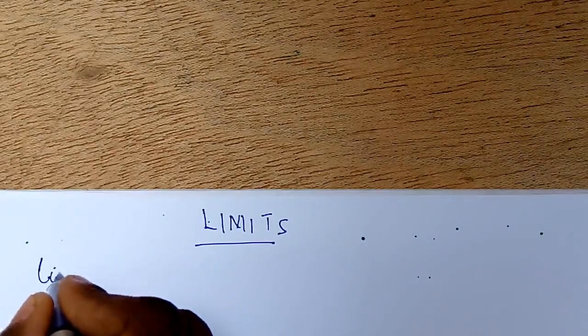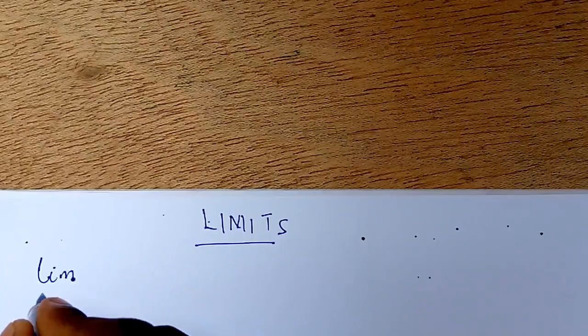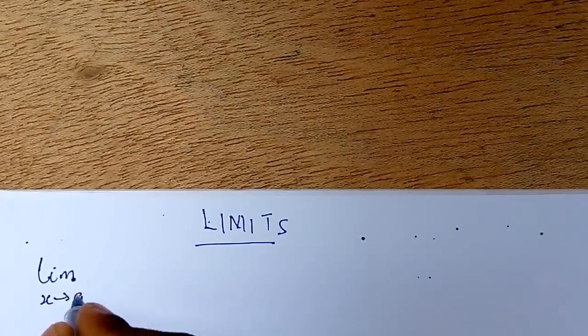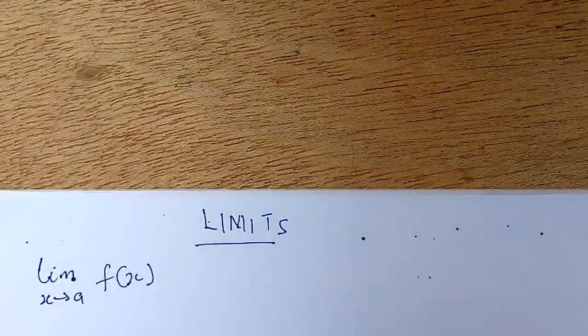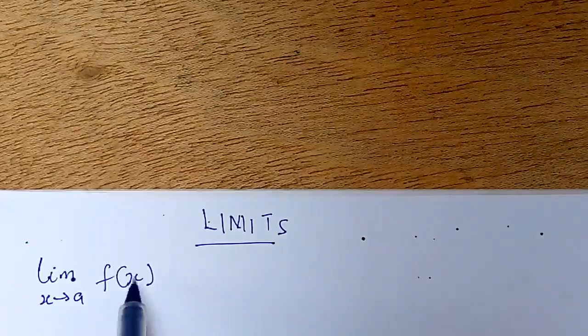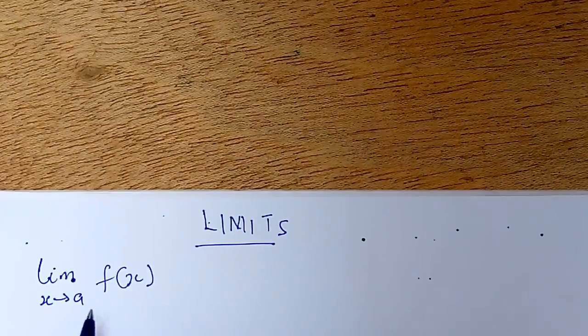The limit as x approaches value a. So this is how we write it. So the limit of the function f of x as x approaches a. This is actually how we write this. We define the limit. Okay, so how can we even obtain the limiting value of this expression?